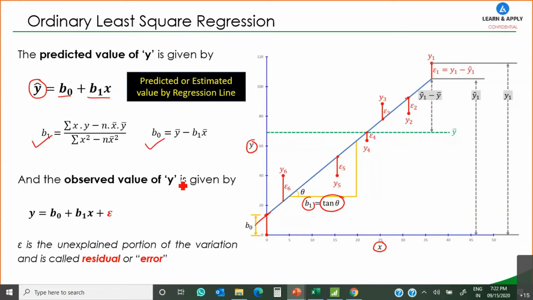Now, if you want to calculate the observed value, how to calculate it? As you know how to calculate the predicted value, which is B0 plus B1x, if you add the error to this predicted value, you will get the observed value, right? So this is the way of calculation of individual values.